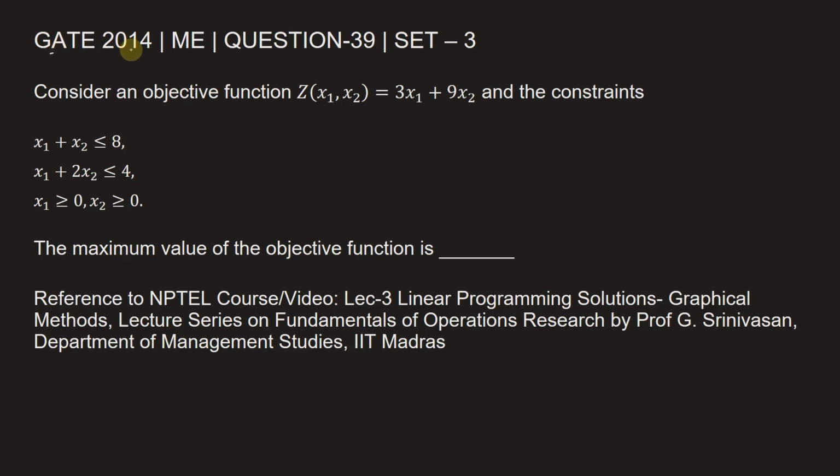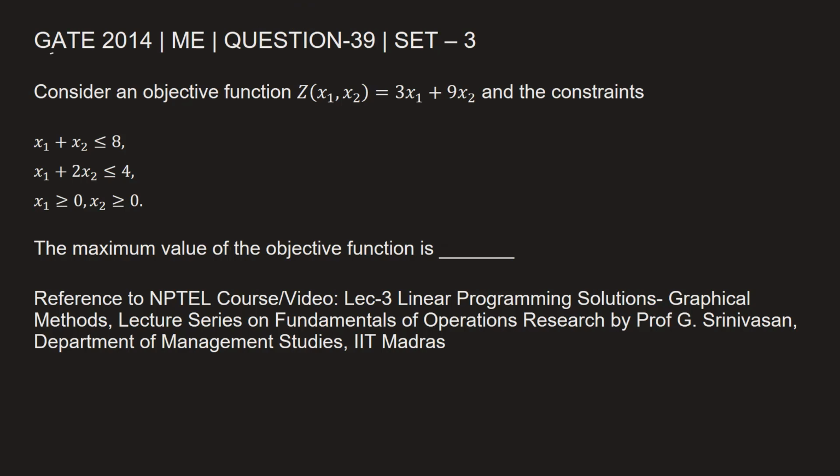This question is from GATE 2014, Mechanical Engineering Paper Set 3, question number 39. Consider an objective function z of x1, x2 is equal to 3x1 plus 9x2 and the constraints x1 plus x2 less than or equal to 8, x1 plus 2x2 less than or equal to 4, x1 greater than or equal to 0, also x2 should be greater than or equal to 0. The maximum value of the objective function is dash.